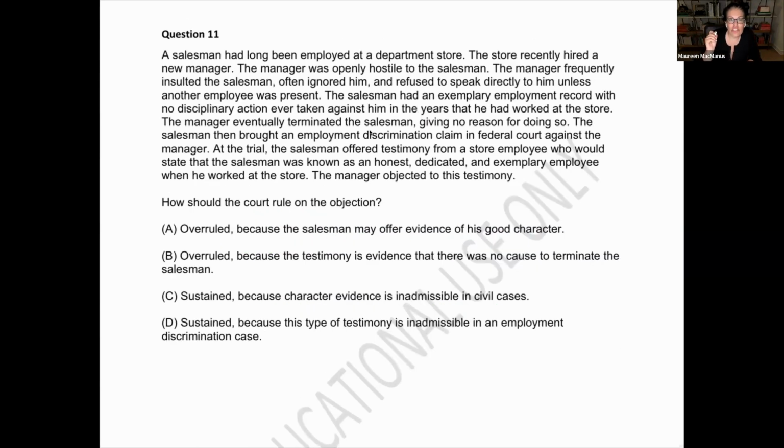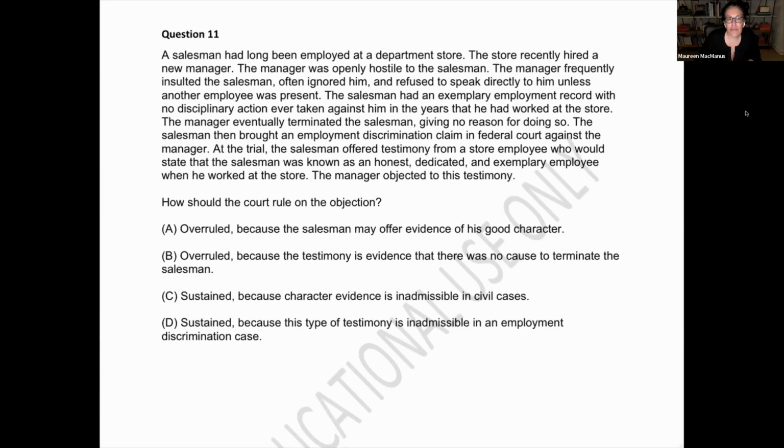All right. How should the court rule on the objection? A salesman had long been employed at a department store. The store recently hired a new manager. The manager was openly hostile to the salesman. The manager frequently insulted the salesman, often ignored him, and refused to speak directly to him unless another employee was present. The salesman had an exemplary employment record with no disciplinary action ever taken against him in the years that he had worked at the store. The manager eventually terminated the salesman, giving no reason for doing so.